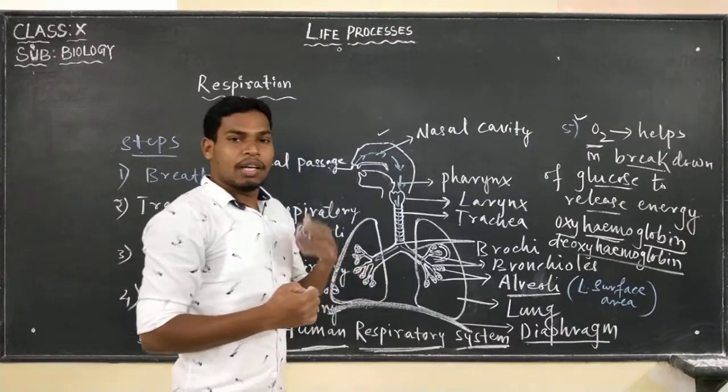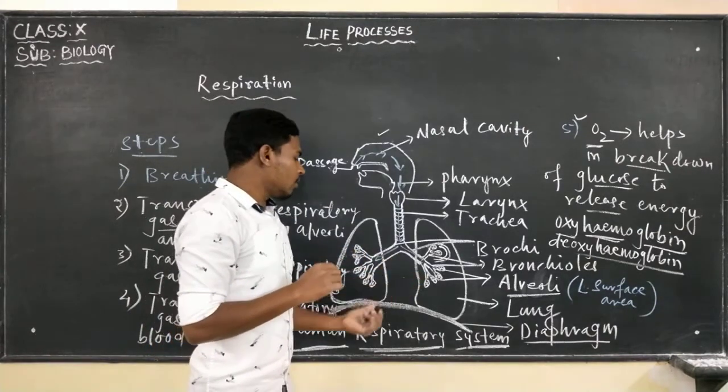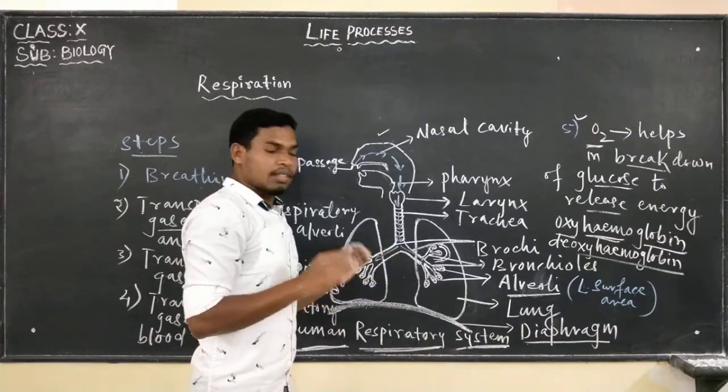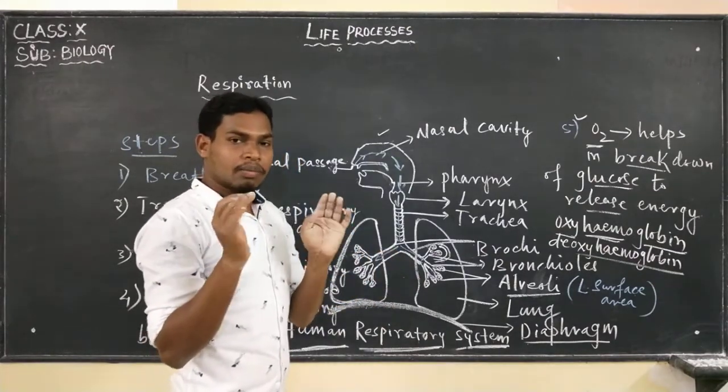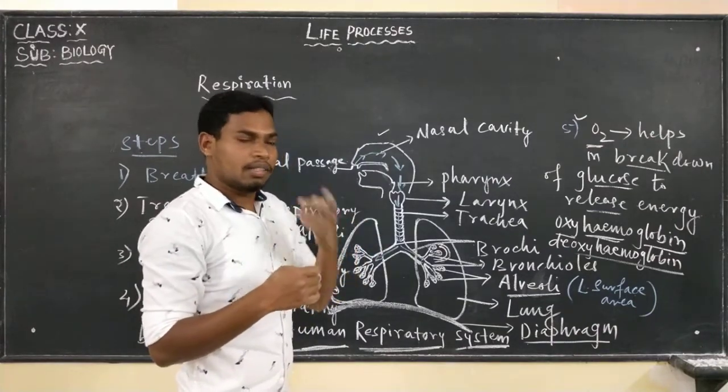Okay, when we exhale, along with carbon dioxide, this chest cavity becomes what? Contracts. The chest cavity contracts. Then that carbon dioxide is released out.